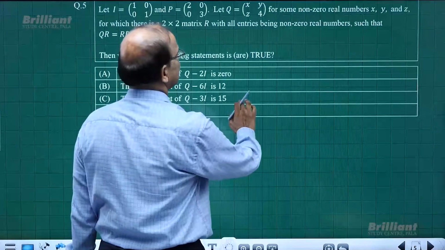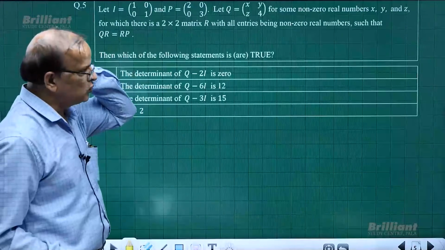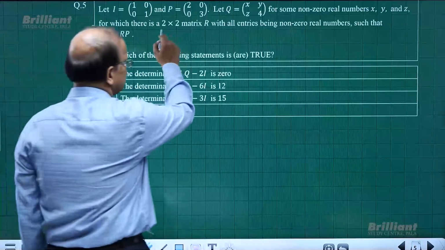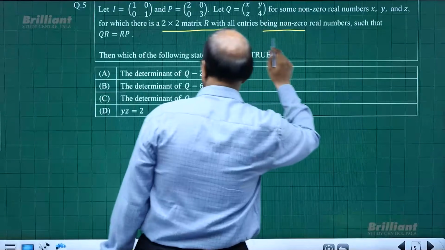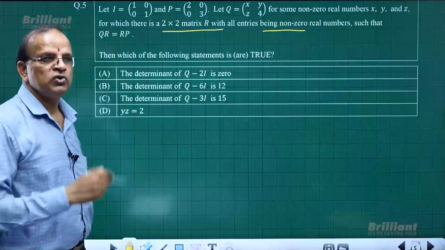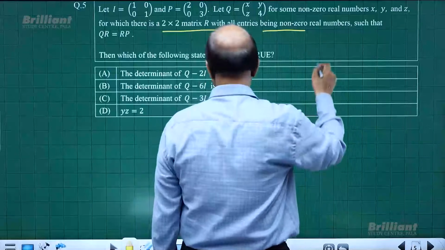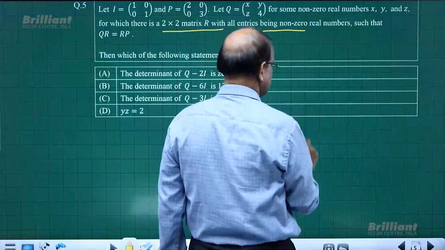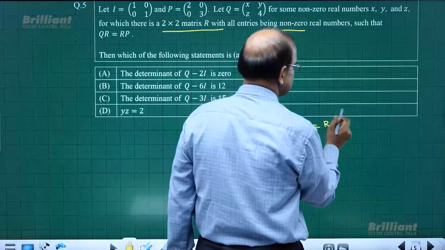So what is this here? Matrix. P is given, Q is given, for some non-zero real numbers x, y, z, for which there is a 2 by 2 matrix R with non-zero real number entries such that QR is equal to RP. Then which of the following statements is or are true? It is a more-than-one-correct type. So here what is given? QR is equal to RP. I will write here QR is equal to RP.